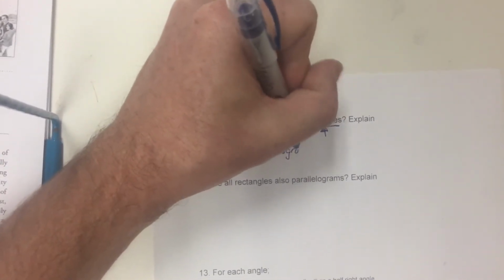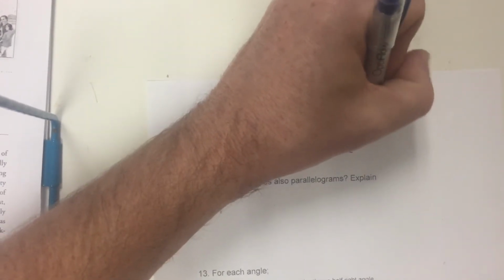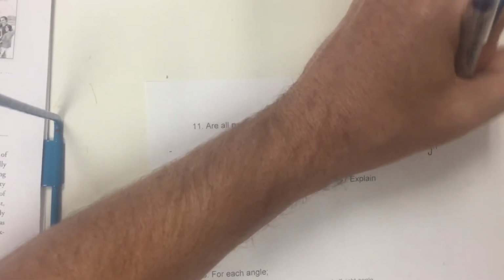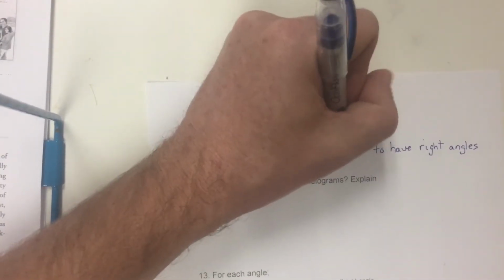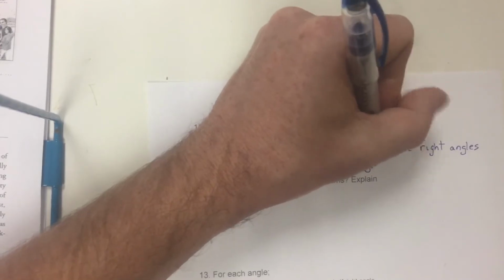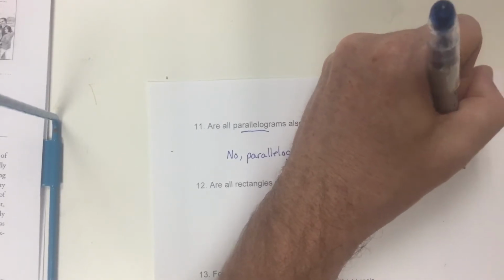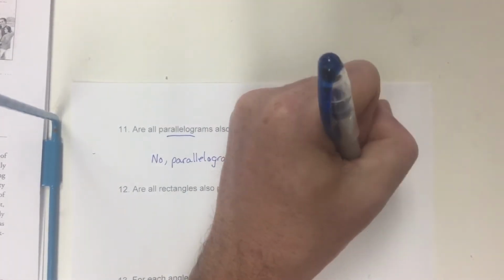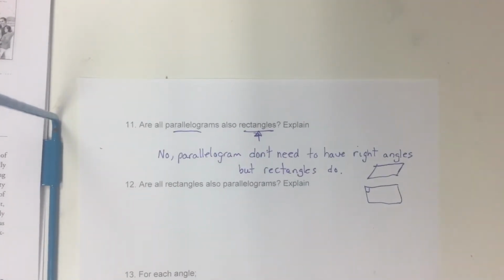Parallelograms don't need to have right angles, but rectangles do. Okay? If you want, you could draw a picture like this. This is my parallelogram. And it doesn't have right angles like this, so it's not a rectangle.